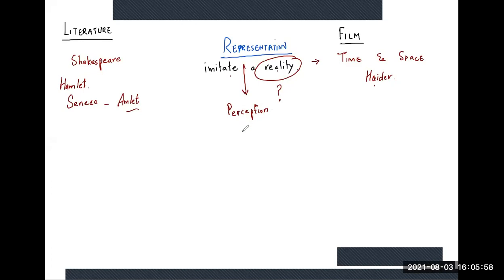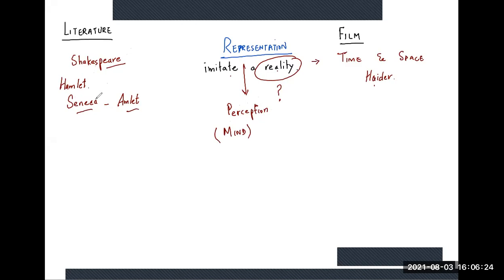Perception means, like we did yesterday, there is more than one mind that comes into play in representation and its understanding and its interpretation. This is not just Shakespeare's mind that goes into the play of Hamlet. It's Seneca also in there, then Shakespeare, then people who read Hamlet.